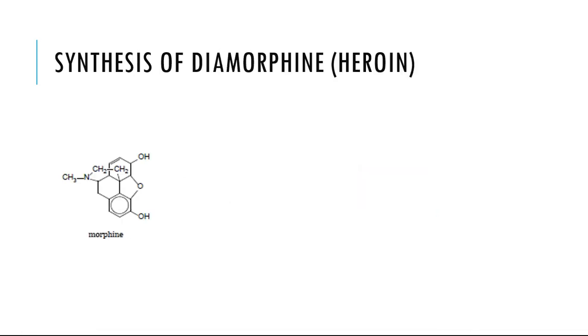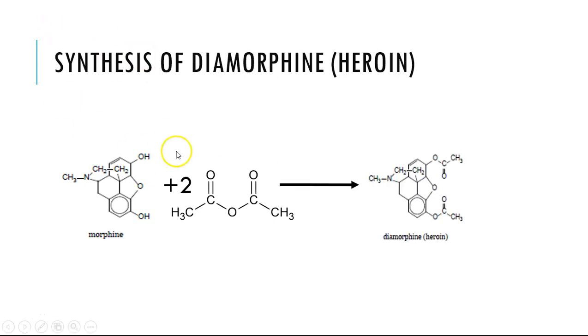Now, when we synthesize diamorphine, we're targeting both hydroxyl groups actually, and we'd be reacting it with acetic anhydride again. So this is the same reagent that we used to synthesize aspirin from salicylic acid. And we're converting both of those hydroxyl groups into esters here.